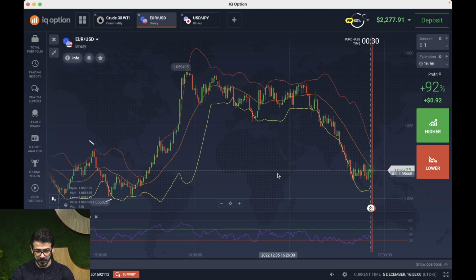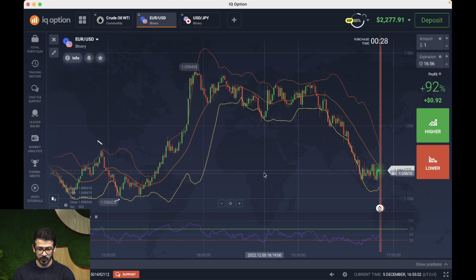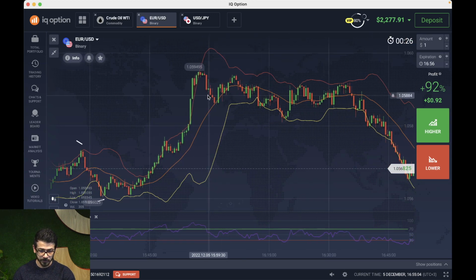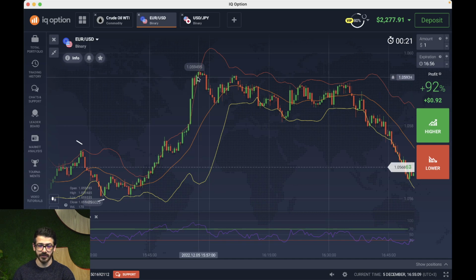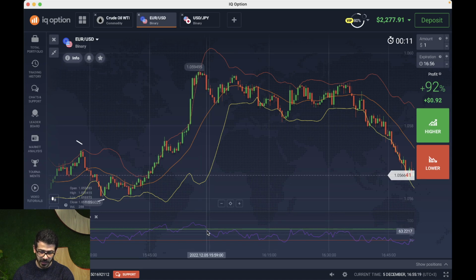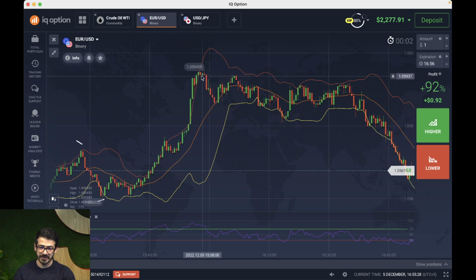Now we can find potential entry points. For example, here we have a very recent one. The price action crossed outside of the Bollinger Band, above the upper line, and then it went back in. At the same time as it was going back in, we can see that the RSI was giving us the signal, and we can interpret it. Now this signal was a bit delayed. Usually the signals you want happen at the same time.